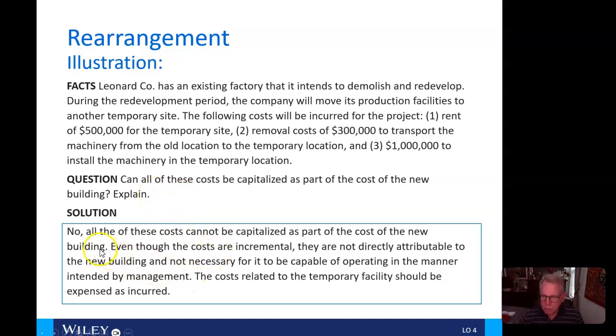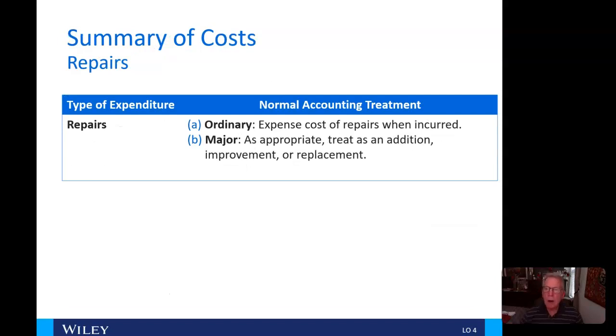And no is the solution. All of these costs cannot be capitalized. Even though the costs are incremental, they are not directly attributable to the new building and not necessary for it to be capable of operating in the manner intended by management. The cost related to the temporary facility should be expensed as incurred.